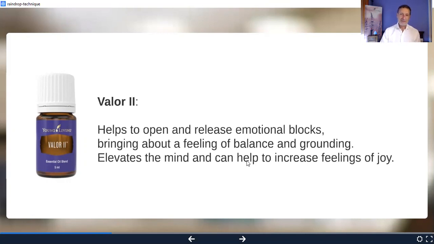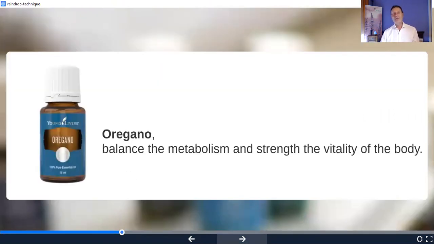Valor 2 also elevates the mind and can help to increase feelings of joy. It's empowering you, giving you joy, and releasing the emotional blocks. Valor 2, the first essential oil that we use in the raindrop. Then we have oregano. Everybody uses oregano when you're cooking at home. So oregano is an amazing essential oil that balances the metabolism and gives vitality to your body. And I can say that it's antibiotic, antiviral. Oregano we use in other things also, but we put this in the raindrop technique.